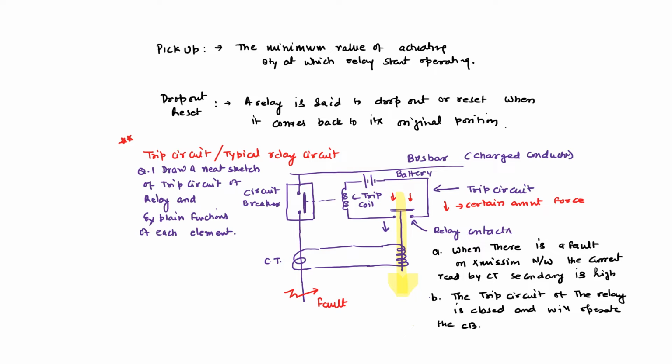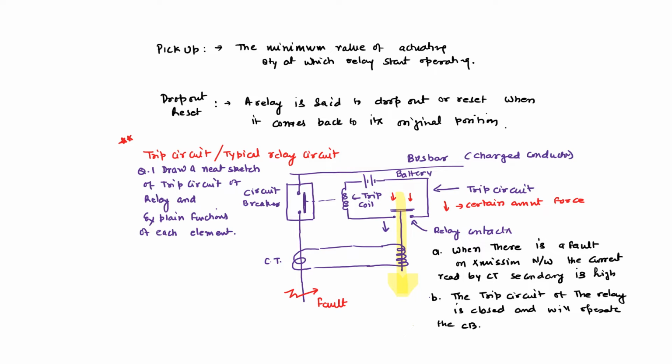In this slide I will be discussing the pickup values. If you remember, the minimum value of the actuating quantity at which the relay starts operating is the pickup. Suppose I set the value of the actuating quantity equal to 4 and there is a substantial increment in the current which is higher than 4 ampere, then the relay will operate. This 4 ampere is known as the pickup, over which, if the value of the current goes beyond it, the relay will operate. So this minimum value of the actuating quantity is known as the pickup.